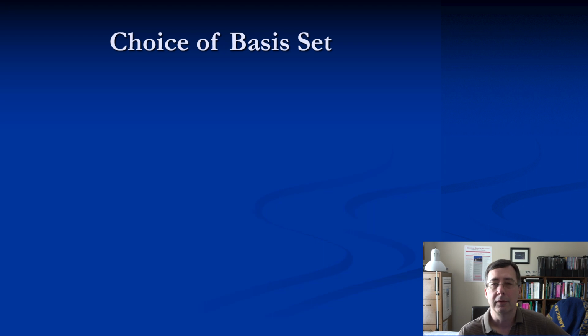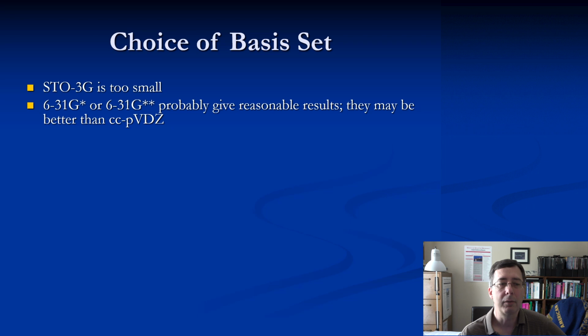First off, the choice of basis set. This can be really critical. And STO-3G, although it's useful for pedagogical purposes, is really too small for any actual application. What you want instead is some kind of polarized double zeta basis set for most normal calculations. So I recommend the Pople 6-31G star, also known as 6-31G(d), or 6-31G star star, also known as 6-31G(d,p). You're probably going to get quite reasonable results with these basis sets.